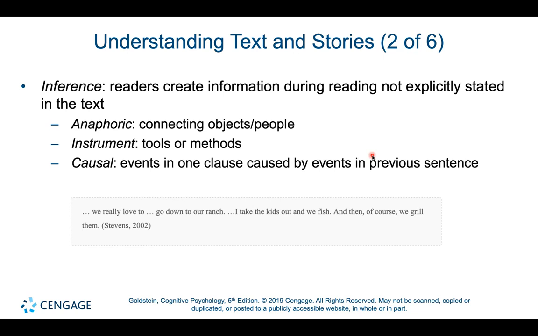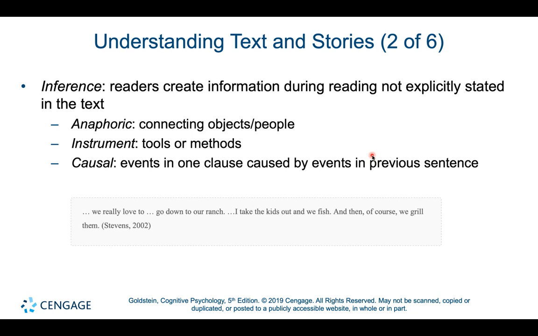Now, technically, "we grill them" could refer to either the fish or the children. It's sort of ambiguous language. This would be the type of language that you would not want to use in a formal setting. This is perfectly fine because it's just a conversation, right? It's an interview. And so we all understand that "we grill them" refers to grilling the fish, right?